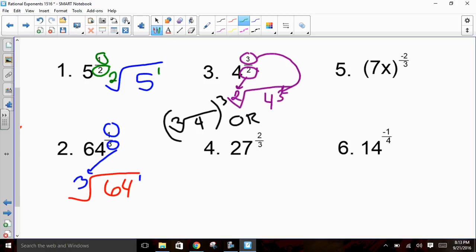So again, with 27, oops, I forgot my radical. Radical sign, 27. That 3 becomes my index. That 2 becomes the power. So it's saying 27 squared, or 27 to the 4th power. I'm taking the cube root of that.